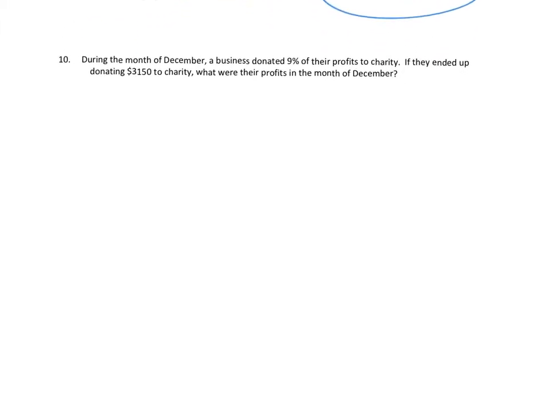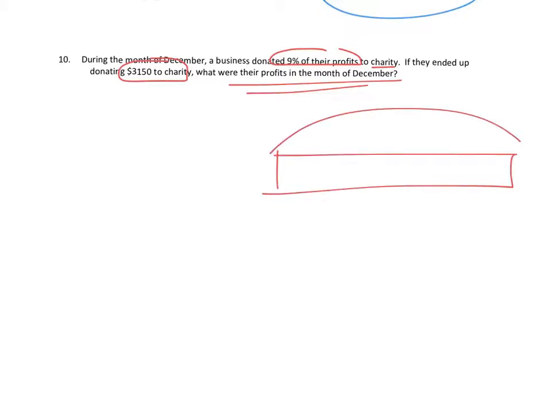As we look at number 10, it says during the month of December, a business donated 9% of their profits to charity. If this amount, $31.50, goes to charity, what were the total profits? So I'm going to think of it again as a bar model. 100% of the profits is everything. They didn't give me that. In fact, that's what they want me to find. What they did give me is they told me that this 9% represents $31.50.